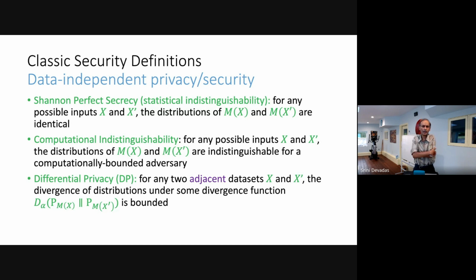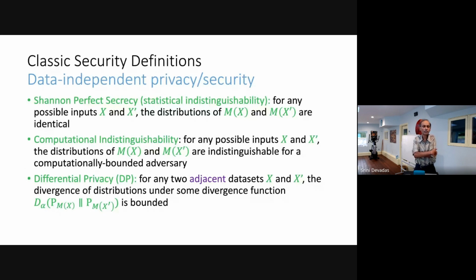But mostly, the schemes that are used for data privacy fall into the last category here, of which differential privacy is probably the most popular definition. And DP says for any two adjacent data sets, X and X prime, the divergence of the distributions. So we're not talking about the distance between the distributions, and you're specifically using some divergence function. So D alpha is called alpha divergence. So sometimes we say D_f, which is f-divergence. And there are many different functions f or functions alpha that you can use.